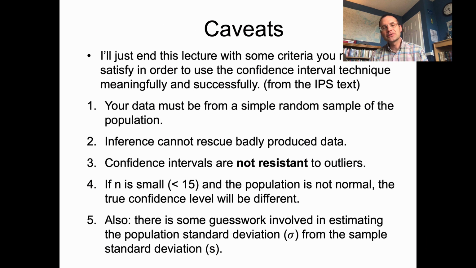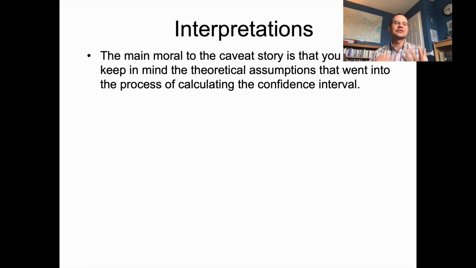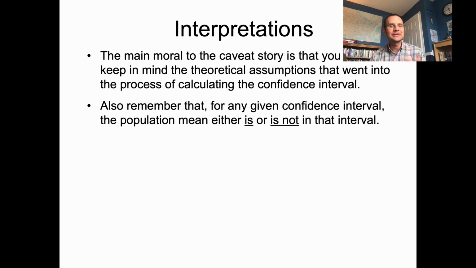Number five, there's some guesswork involved in estimating the population standard deviation, the sigma, from the sample standard deviation, the S, and I've shown you that as well in our little demo. That's an assumption you make, which is not necessarily always going to be true, but hopefully it will be true if you want to be able to get this to work. Okay, I will give you the moral of the story, which is that you need to keep in mind these theoretical assumptions that went into the process of calculating the confidence interval when you make those calculations.